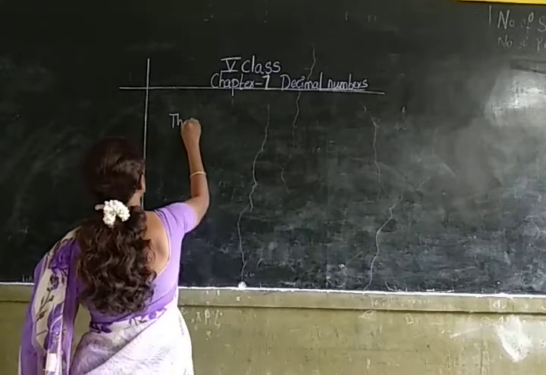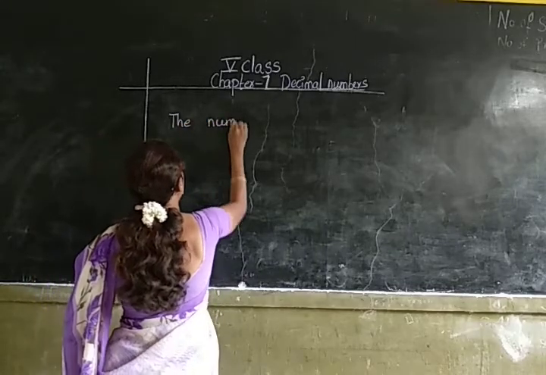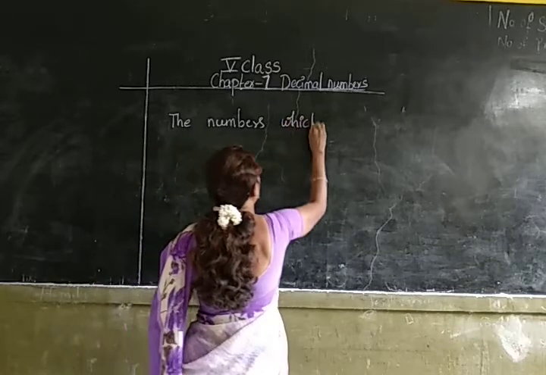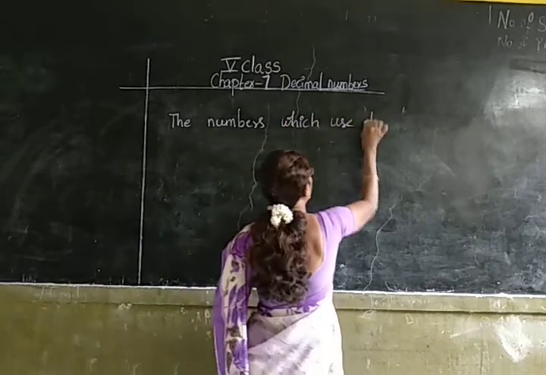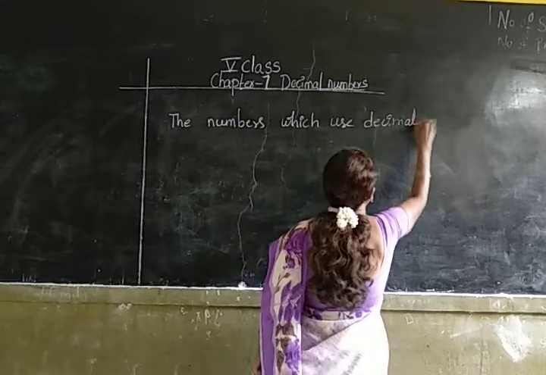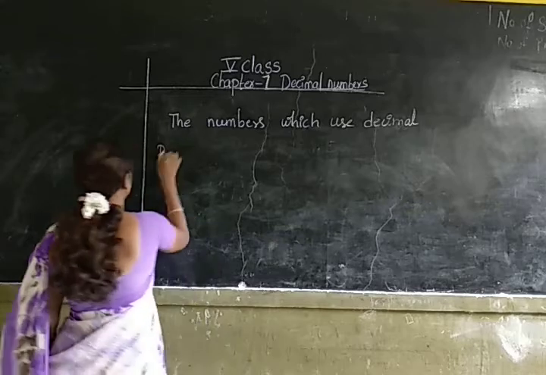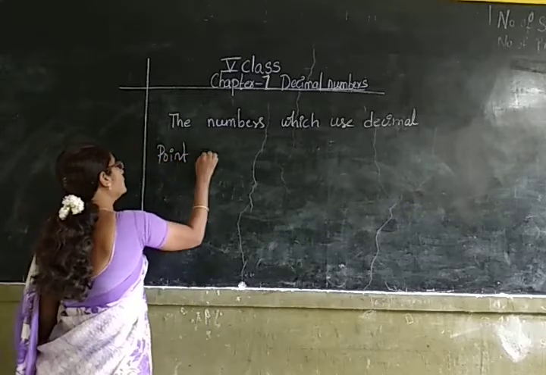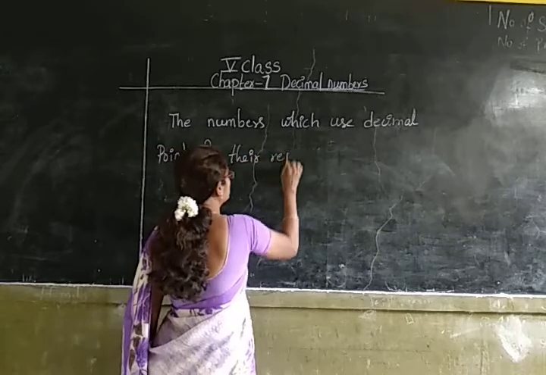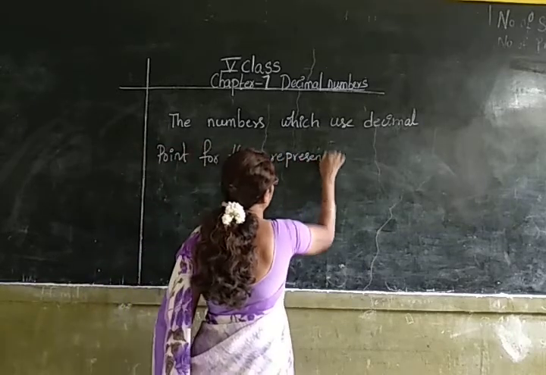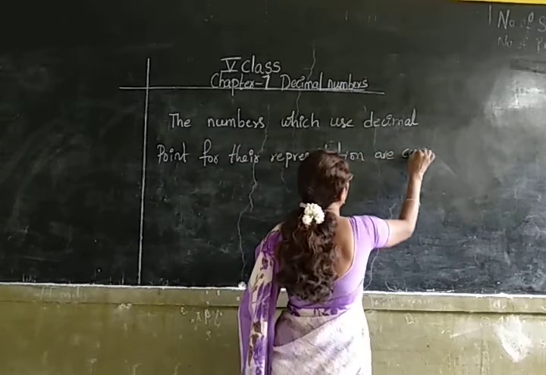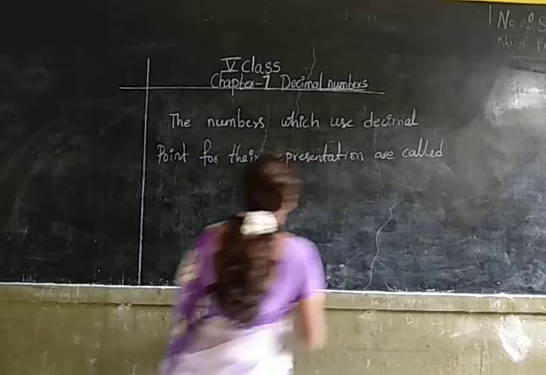The numbers which use decimal point for their representation are called decimal numbers.